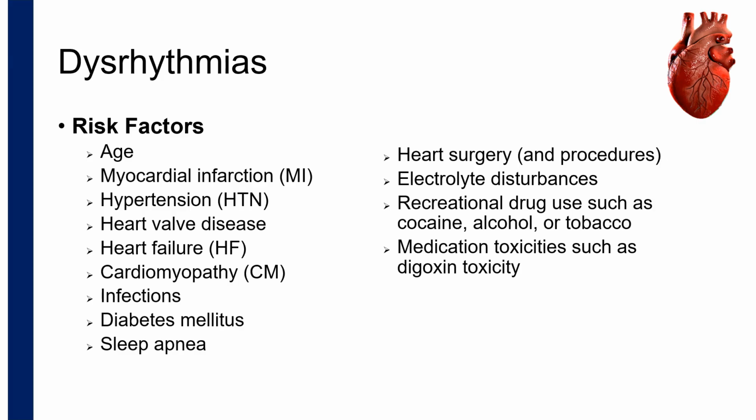Risk factors for dysrhythmias, there are a lot. There's more than just this list. But just getting older can lead to a dysrhythmia. Those cells that we have in the nodes, like the SA node, the AV node, kind of die off as we age. So that can lead to a dysrhythmia.